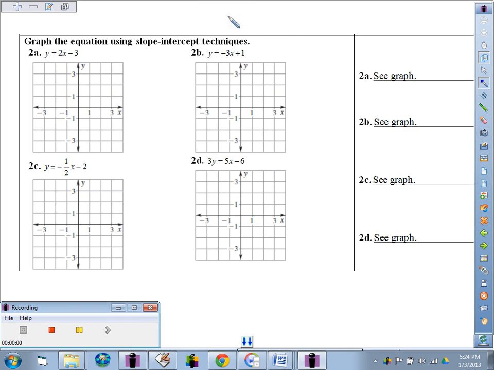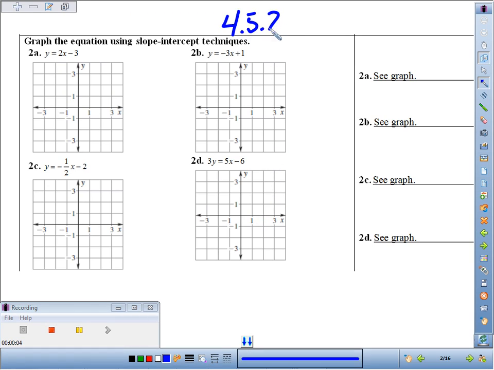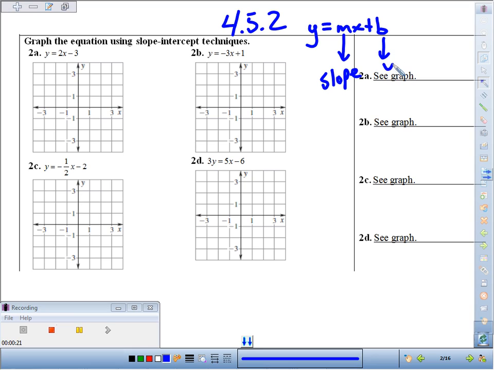All right, taking a look at learning target 452, we want to be able to graph a slope-intercept equation. And the key, again, if it's a slope-intercept equation, y equals mx plus b, we have to have the y isolated by itself. The m, that's going to be our slope. It tells us how much to move from point to point. The b is our y-intercept. It tells us where to begin on the y-axis.